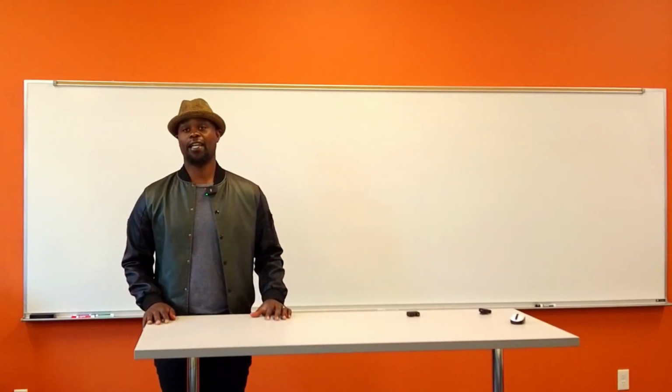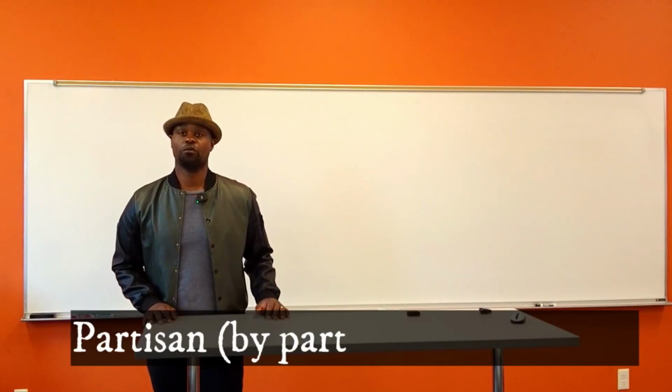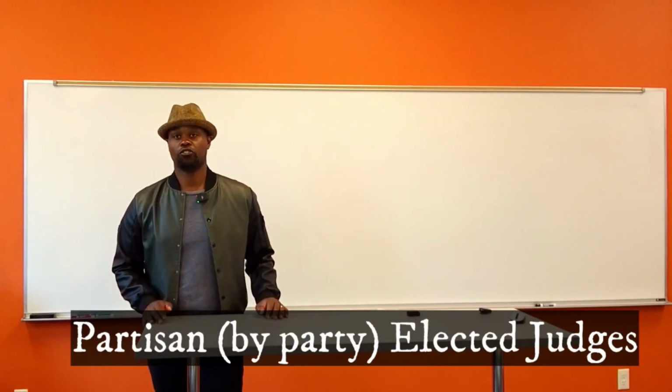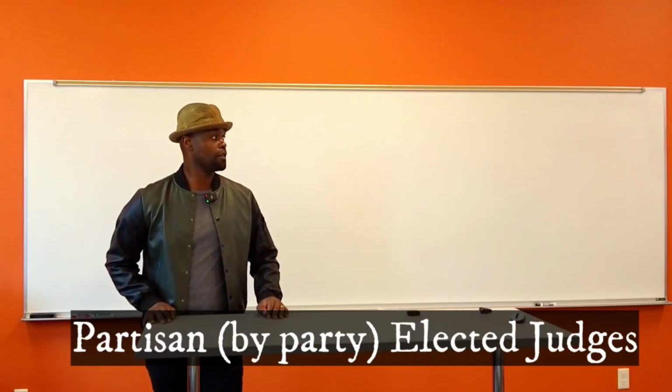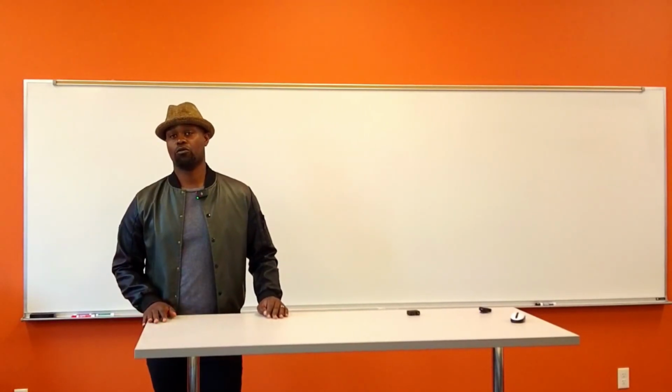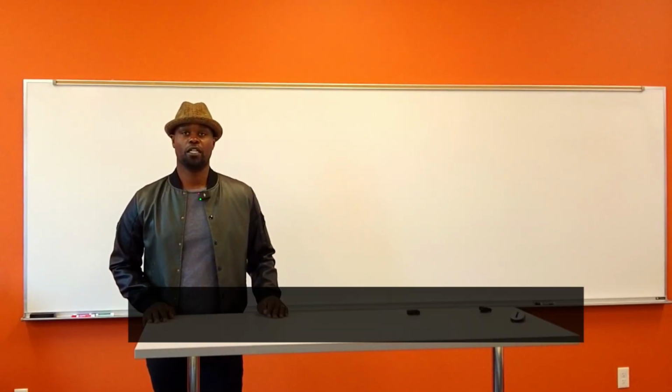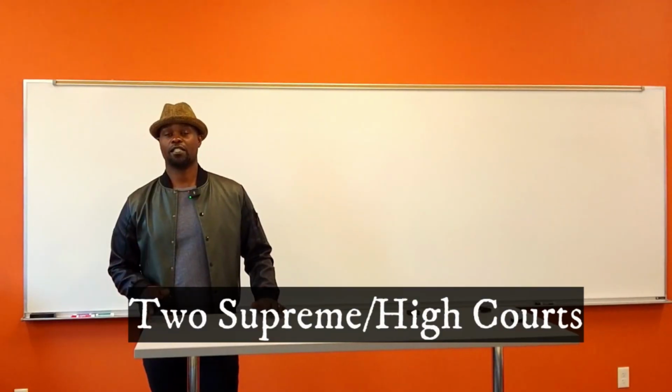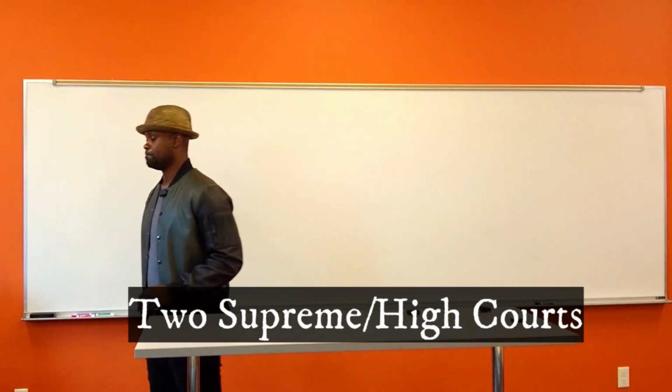Most of our judges are elected and are partisan, meaning they run for office and they choose a political party to be part of. And we have 2 high courts, or really 2 Supreme Courts, one dealing with civil matters and the other one dealing with criminal matters.